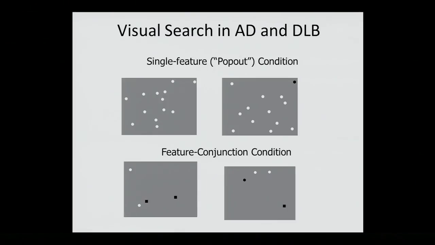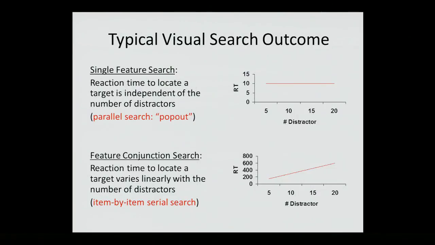So it's a little more difficult. And this is what we typically see if you just measure reaction time to find the target. As you increase the number of distractors in the single feature search, usually there's no increase in reaction time because the stimulus just seems to pop out. So it doesn't matter how many different distractors there are, the target pops out at you.